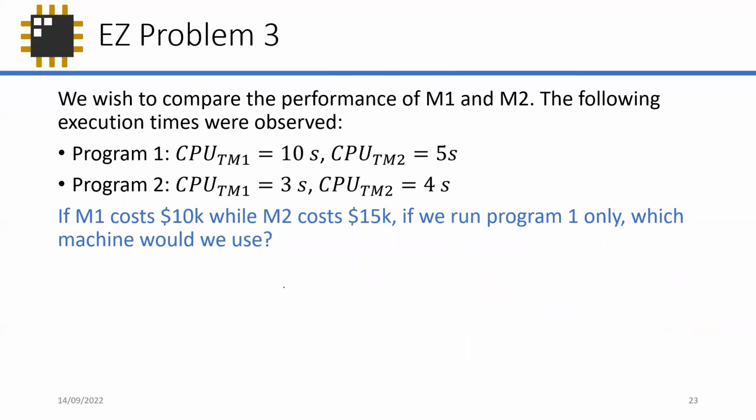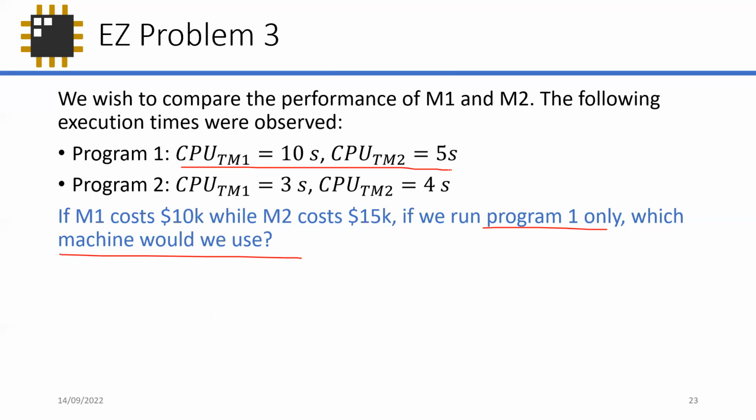Okay. Let's see, we wish to compare the same thing, but if M1 costs $10,000 while M2 costs $15,000 and you only run program 1, which machine would you use? Let's assume that we're only basing it on this execution time metric, right? So again, machine 1 costs $10,000 while machine 2 costs $15,000.